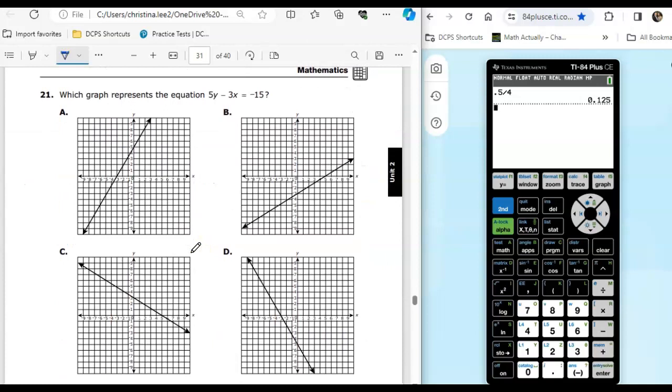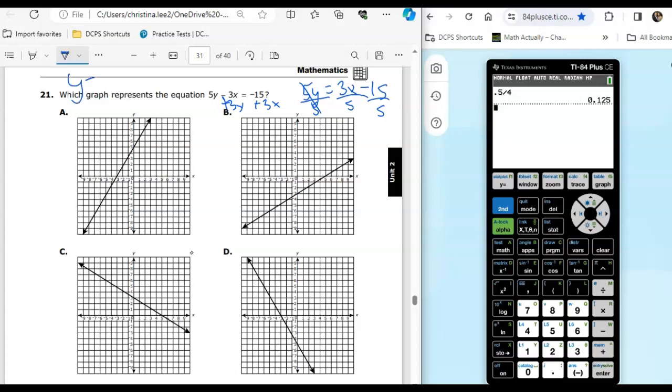All right, let's take a look at the next one. This is which graph represents the equation 5y minus 3x equals negative 15. My first thing is always going to be put this in slope-intercept form. So when we do that, remember, we're solving for y. So I'm going to add 3x to both sides, and we'll get 5y equals 3x minus 15. Divide both sides by 5, and remember, you have to divide everything by 5. So we get y equals 3/5 x minus 3.